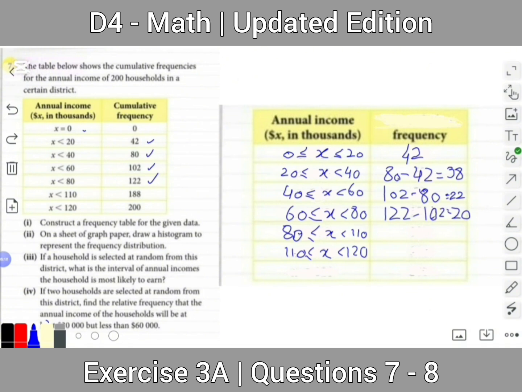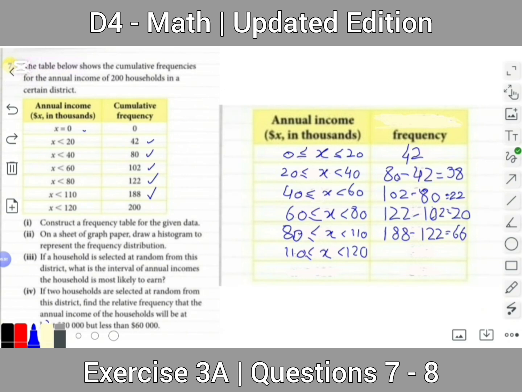Now for the frequency of the class interval 80 to 110, we have to subtract the cumulative frequency of the previous class interval 60 to 80 from the cumulative frequency of the class interval 80 to 110. The class interval 80 to 110 has a cumulative frequency of 188. We subtract 122 from 188, and we get 66 as the frequency.